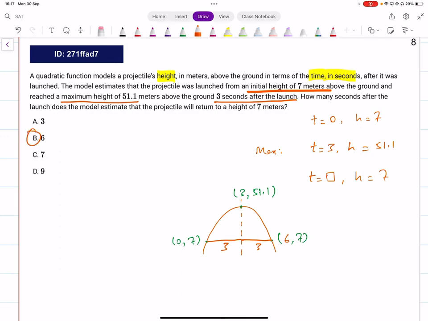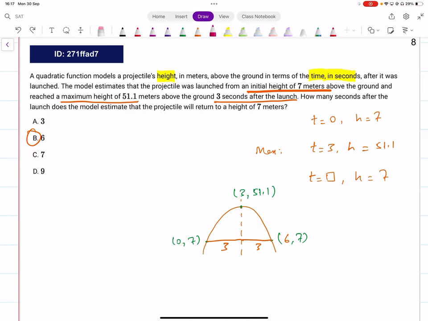So you can use the symmetry of the graph because you see the y value here and the y value here, that's the same. You know the turning point. Using the symmetry of the graph, if this is 3 units, this is also supposed to be 3 units, so the time that you're looking for is 6. Is that okay? All right.